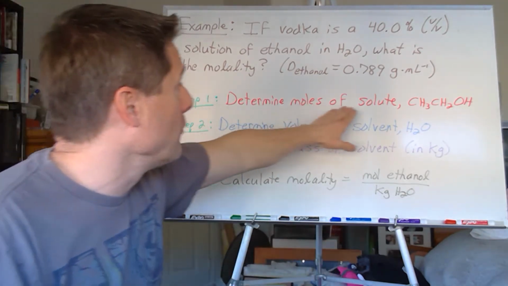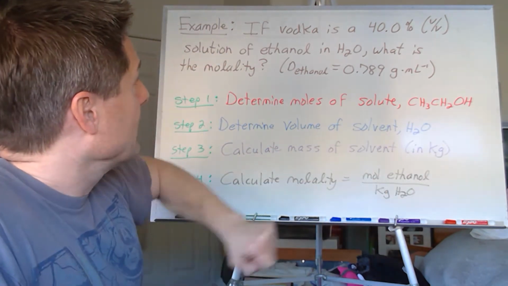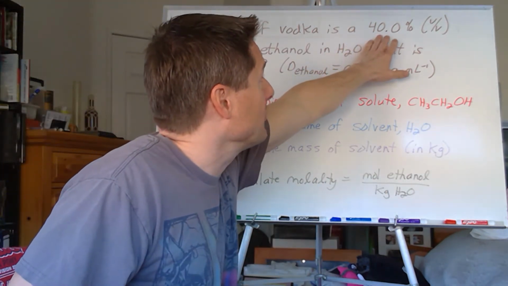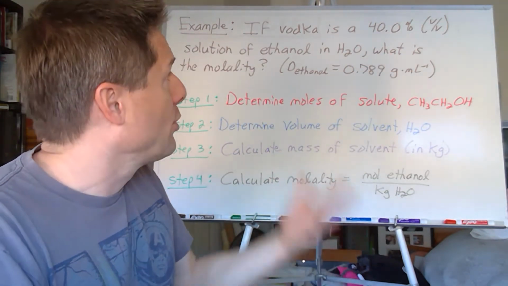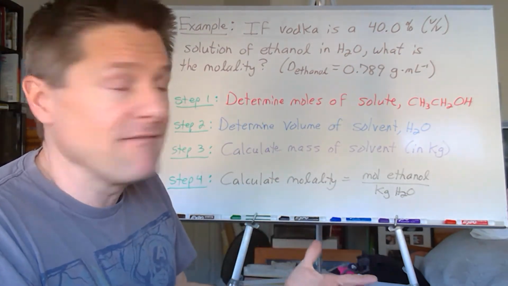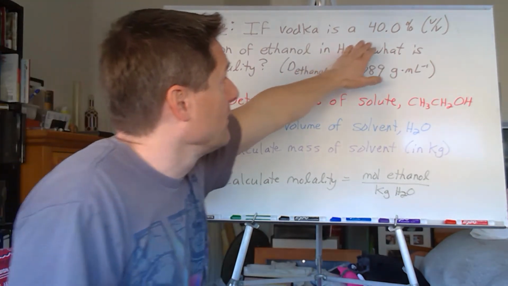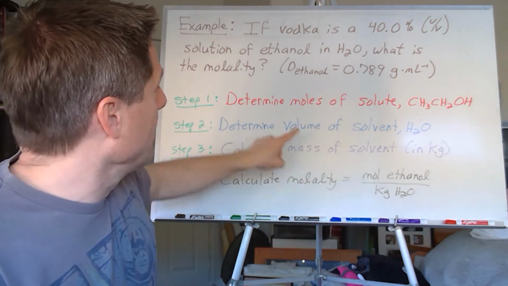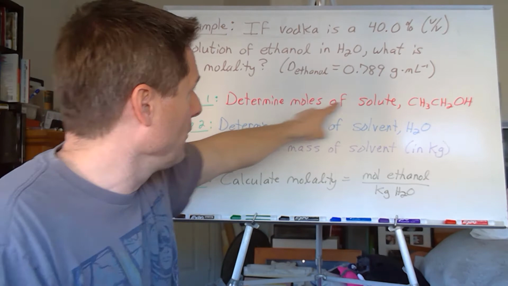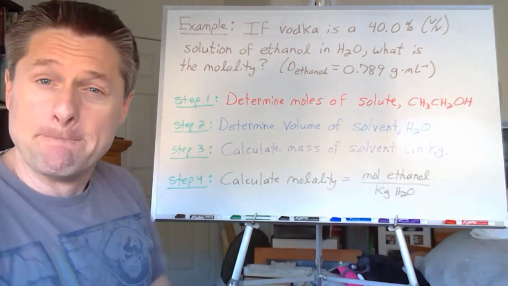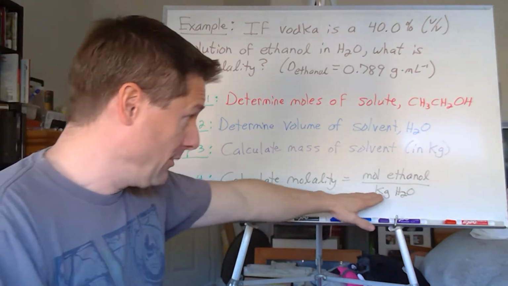So let's figure out the moles of solute. If you don't know ethanol, CH3CH2OH. Okay, so you can get that from the definition, right? This would be 40.0 milliliters of ethanol per 100 milliliters of vodka by definition. Okay? That's our starting point. So you can convert that 40.0 milliliters of ethanol to grams of ethanol from the density to moles of ethanol using the molar mass. Boom! You've got the numerator of your molality.